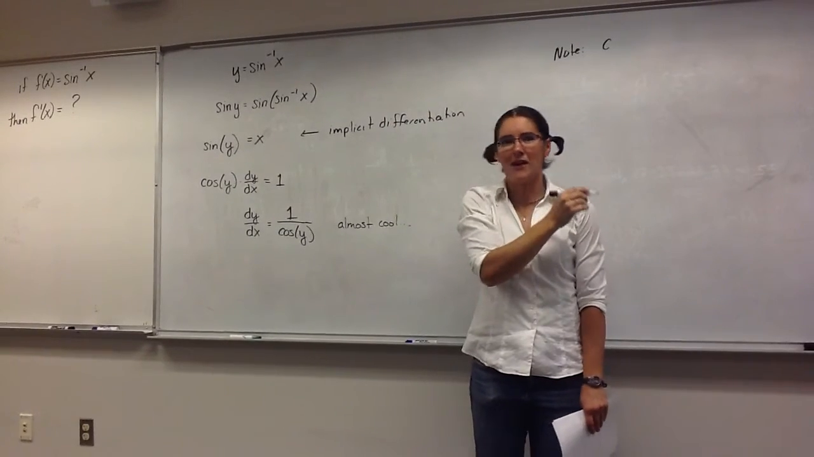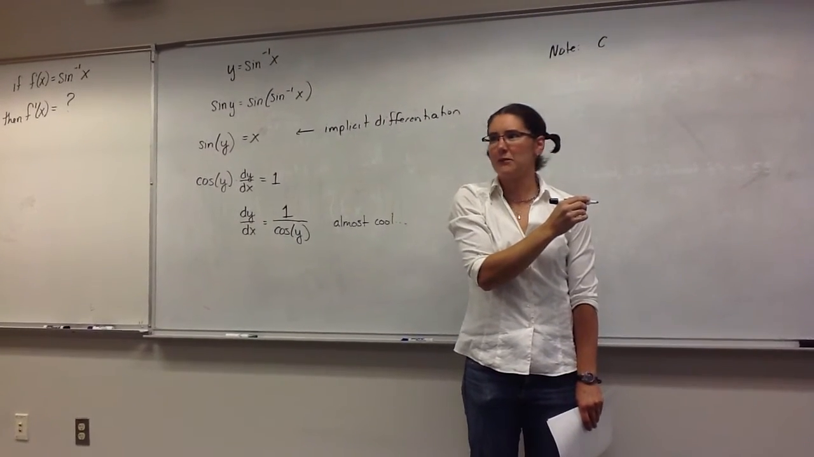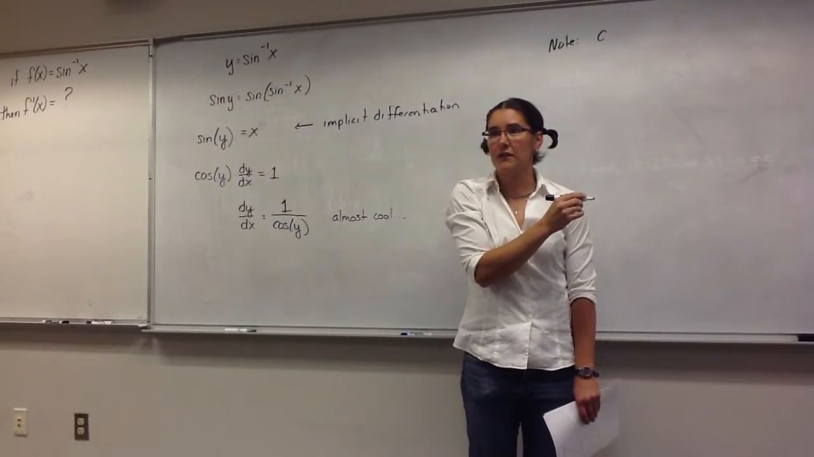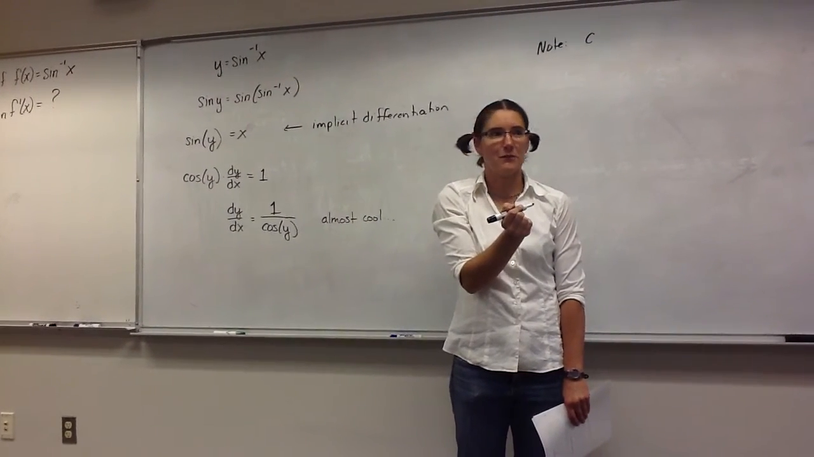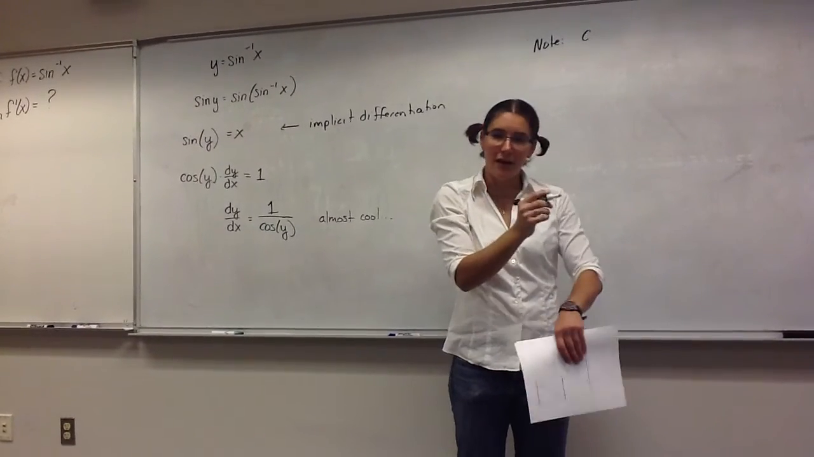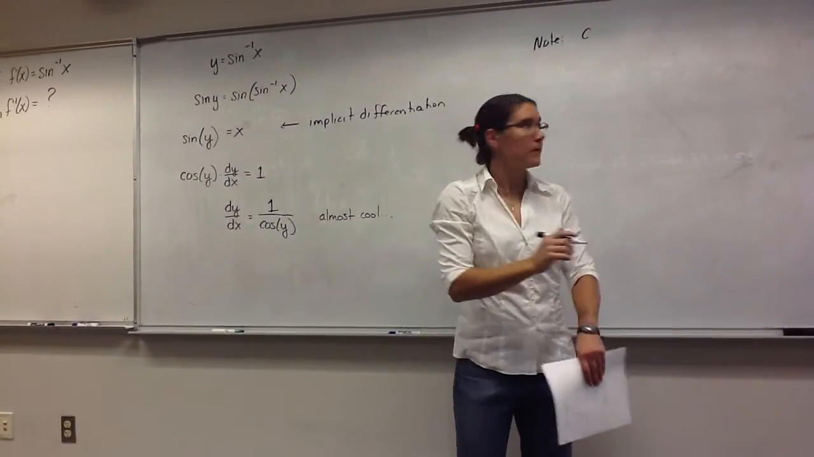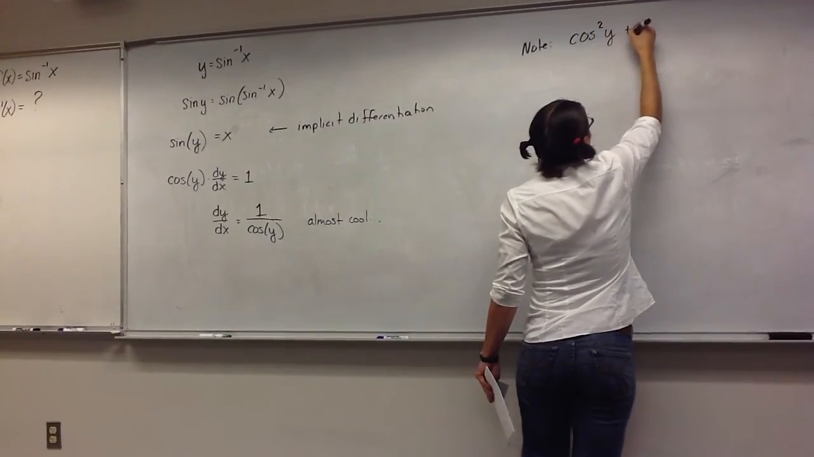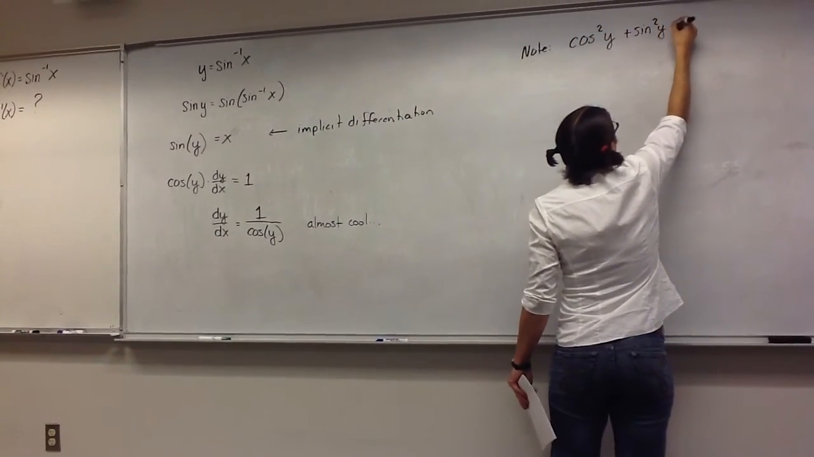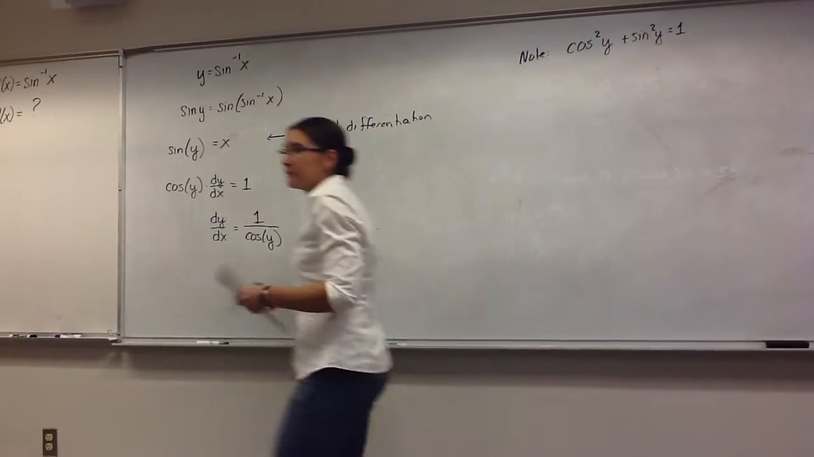So rather than having cosine of y, I'm going to note, what is the number one, absolute, most fabulous trig identity in the world? Cosine squared x plus sine squared x equals 1. Yes, cosine squared x plus sine squared x equals 1. I hope you all have that tattooed somewhere on your body. Okay. The same is true if I use y.